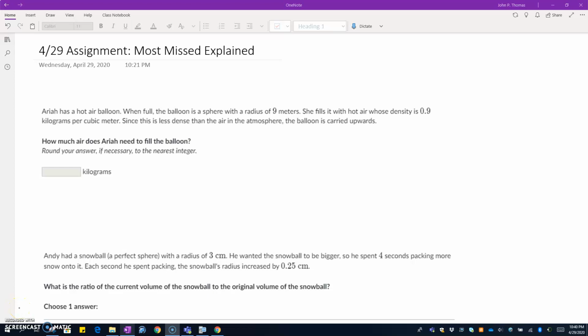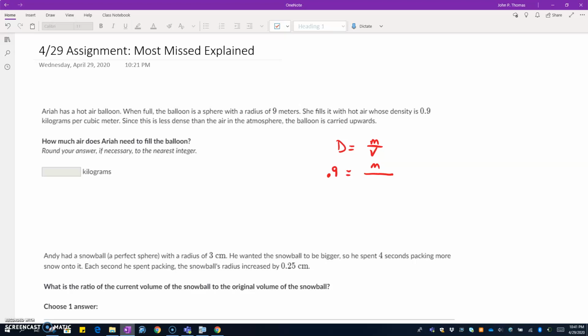Okay, so we're going to look at the most missed problems from yesterday. The first one deals with density, and we know that density equals our mass over our volume. All right, so when I look at this one, it's asking for kilograms, so it's really asking for that mass piece of this formula. And we know that the density is 0.9, so we're going to put a 0.9 over here, equals mass, which we're trying to find, over the volume.